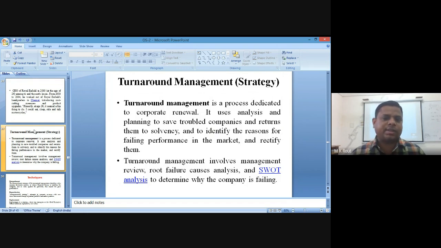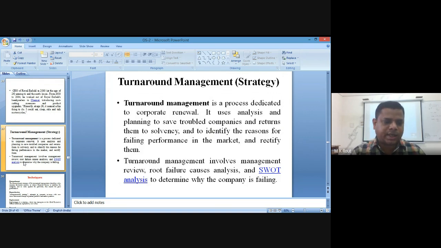It uses huge analysis and planning to save troubled companies, to return them to solvency, and to identify the reason for the failing performance in the market and rectify them. From the turnaround management point of view, this involves management reviews, then root failure cause analysis, or the next part, SWOT analysis, strength, weakness, opportunity, and threat analysis, to determine why the company is failing. That is the concept of turnaround.